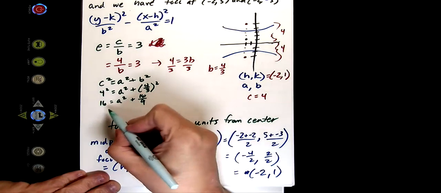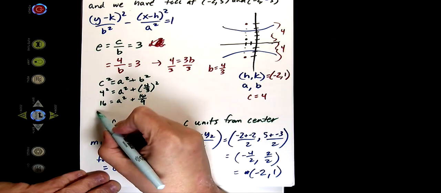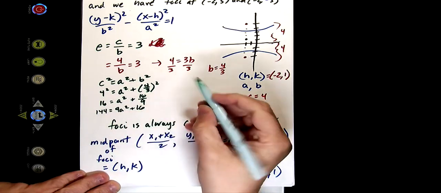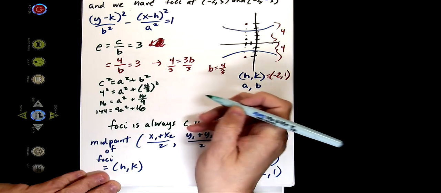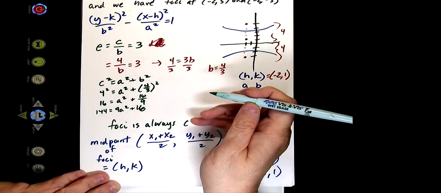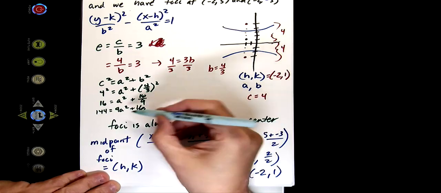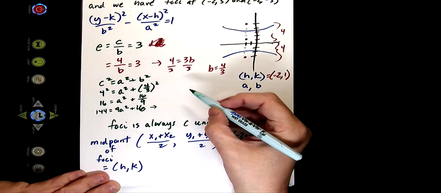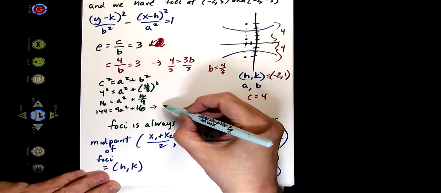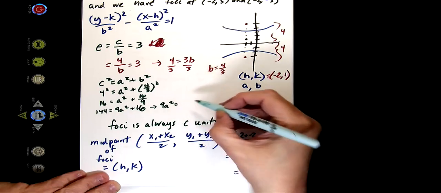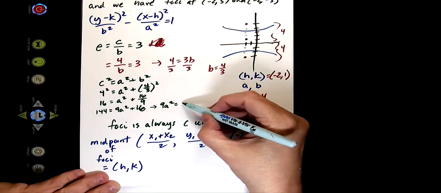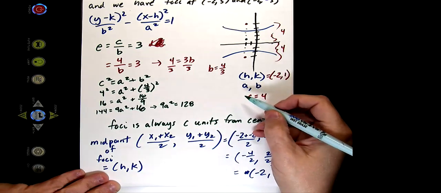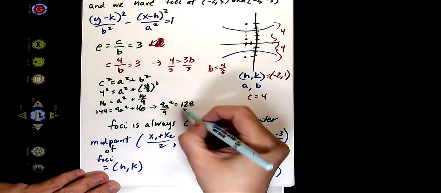So if I multiply through by 9, I get 144 equals 9A squared plus 16. I hate trying to work with fractions. We're going to end up with a fraction. There's no avoiding this. But I think this problem is easier to solve if we don't work with fractions, by multiplying through by the 9. If I subtract 16 over, I've got 9A squared equals 144 minus 16, which is 128. Now I'll divide by the 9.